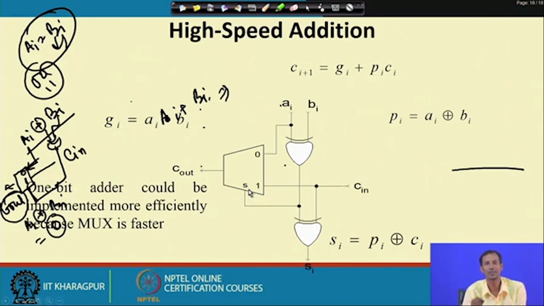So, this is used for high speed addition operation. High speed addition operation means that if I can predict from the beginning what the value of the carry output bit will be, and select the corresponding value, then I can reduce the computation time of the carry whenever we are considering a long chain of addition operations.